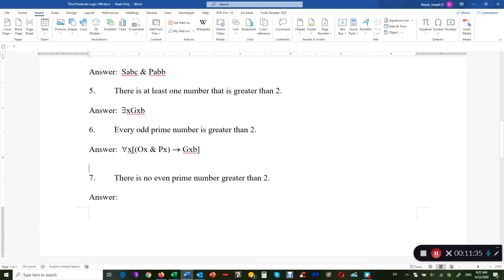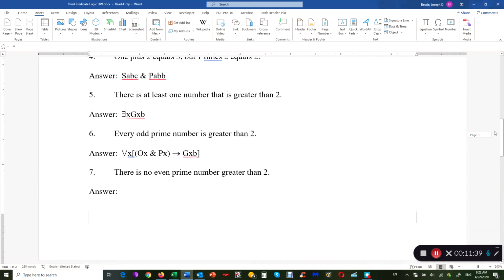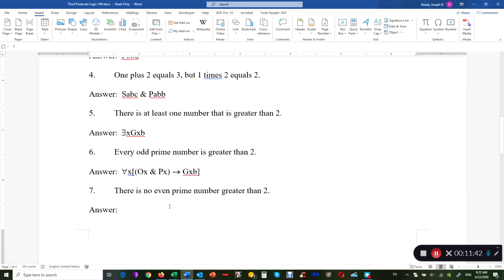And number 7. Let me see, how many more do I have here? I'm not sure. Oh, quite a few. Okay. There is no even prime number greater than 2. There is no even prime number greater than 2. A couple ways you can do it. So there is no, so let's see how to look at that. There is no equals there does not exist, right?